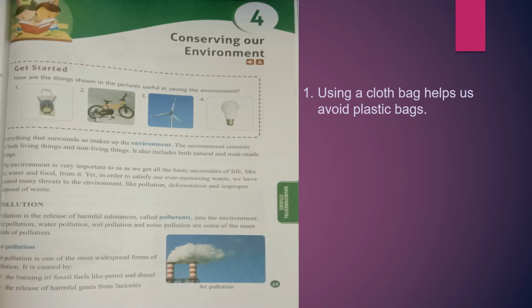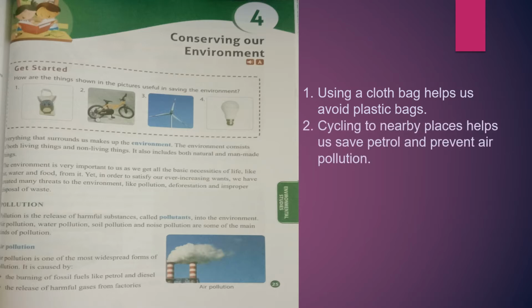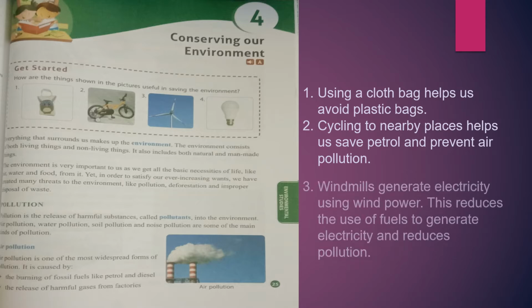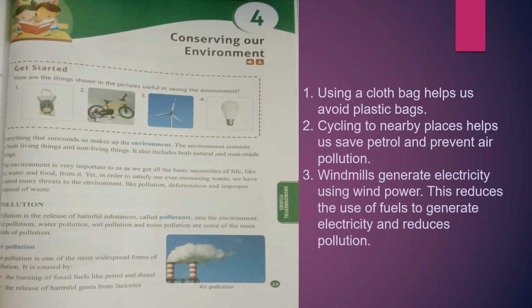Then second one is a bicycle. Using a bicycle for traveling short distances helps us save petrol and prevent air pollution. Third one is the picture of a windmill. Windmills generate electricity using wind power. This reduces the use of fuels to generate electricity and thus reduces pollution. Fourth one is an LED bulb. Using LED bulb helps us save electricity.